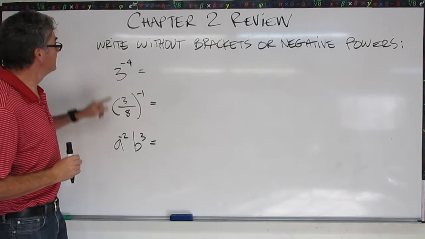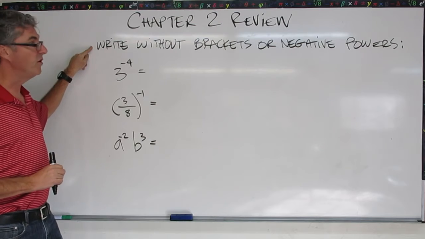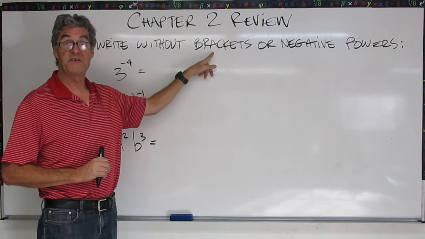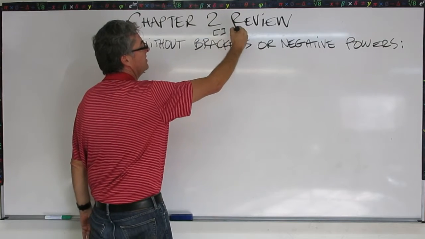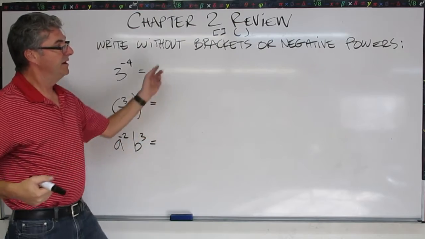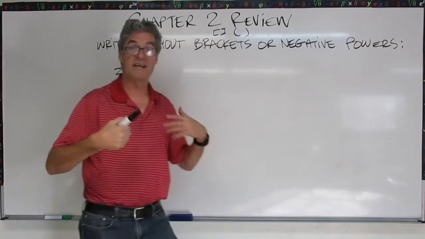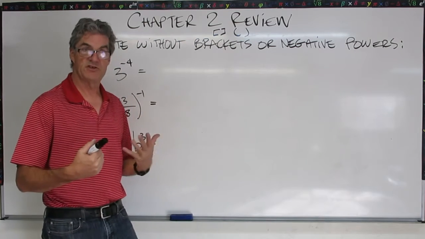Sometimes you'll get instructions that say, write without brackets or negative powers. A little bit of vocabulary. Brackets could be parentheses or square brackets. They could be like this. These are square brackets. They could also be parentheses. That's what that word is all about. And then powers. Remember, powers are indexes or exponents. We use all those 3 words interchangeably.